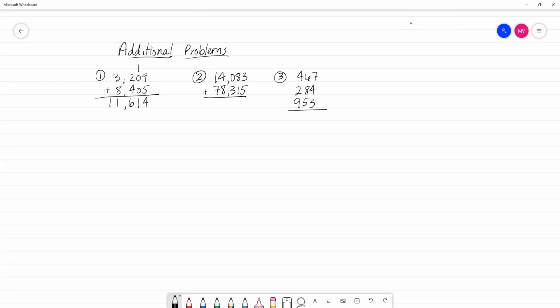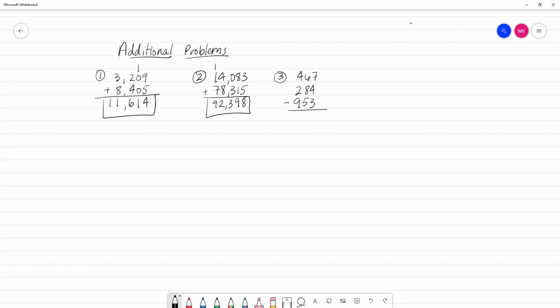All right, for number 2, same thing. We start with our ones. 3 plus 5 is 8. It's not greater than 10, so we don't carry anything. 8 plus 1 is 9. Same thing. 0 plus 3 is 3. Keep your comma. 8 plus 4 is 12. So we need to bring down the 2 because that's 12,000. Carry the 1 to the 10,000. And 7, 8, 9. Our solution is 92,398.